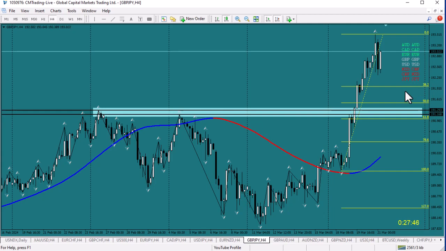This is a way of getting short in the yen by buying the pound yen. So I would like it to come back down here. If it gets down here, I'll then look for some levels and some candle reversals.